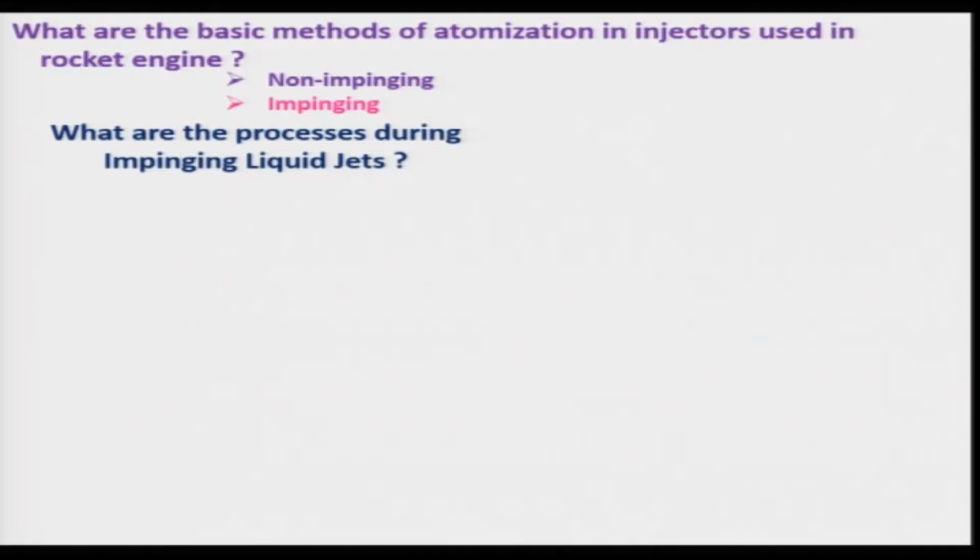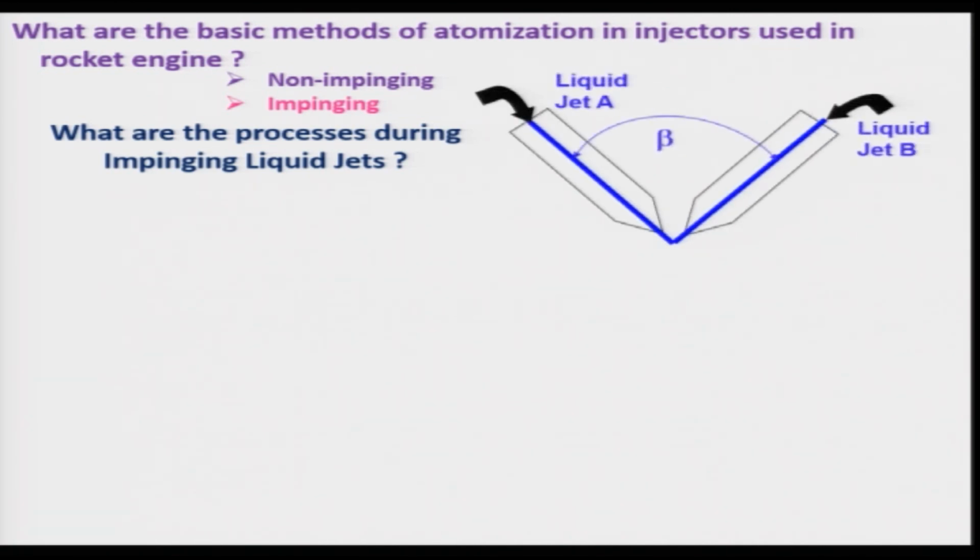So, the question arises: what are the processes that occur during impinging liquid jets? Let us consider 2 liquid jets, A, which is shown here, and liquid jet B. One can be fuel, the other can be oxidizer, or both can be either the oxidizer or the fuel stream. When they are impinging on this point, we call it the impinging point.